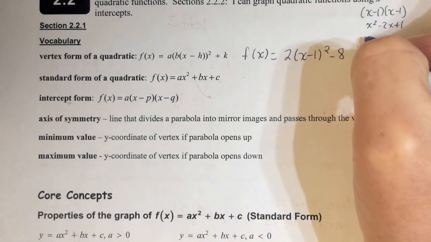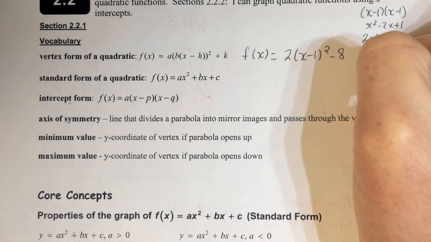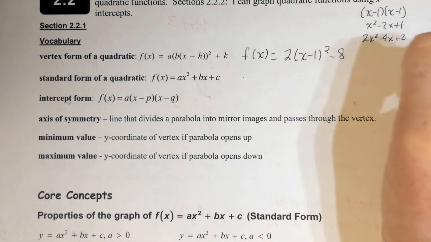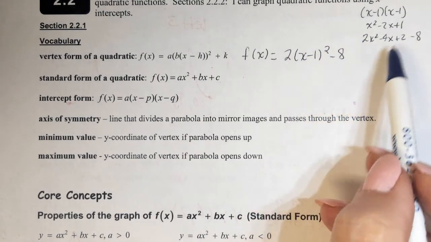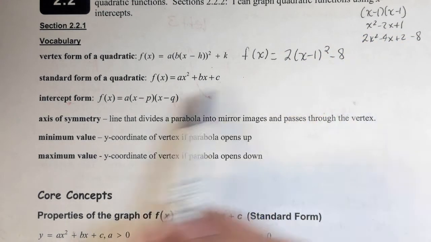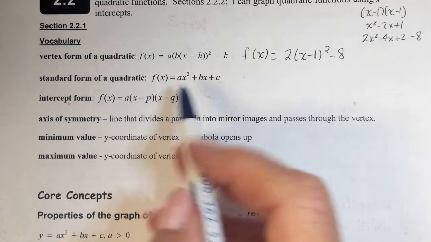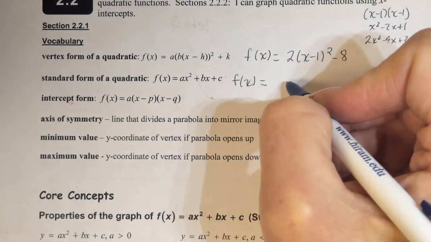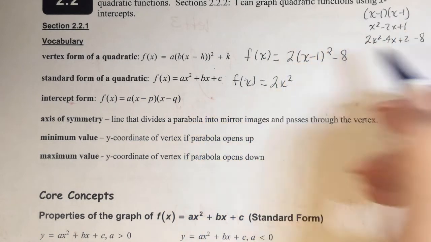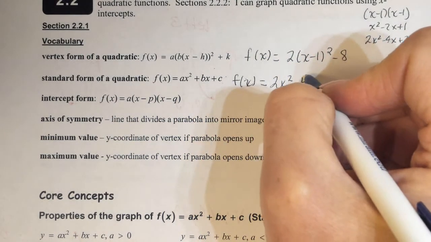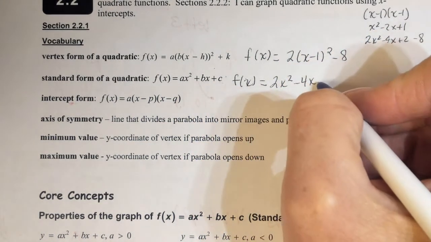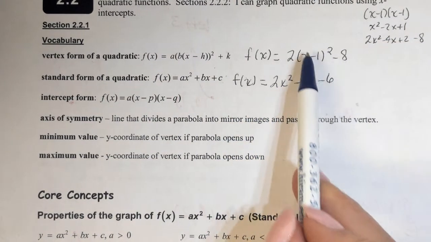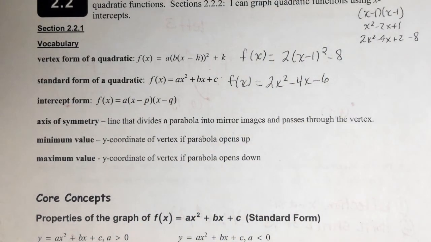Multiply the entire thing by 2. Okay, so I'd multiply the whole thing by 2 and then subtract 8, right? Because I still have this minus 8. So if I had to write this in standard form, it would be 2x squared minus 4x minus 6. So these two should be equivalent.